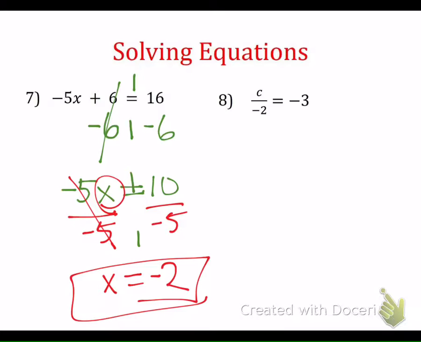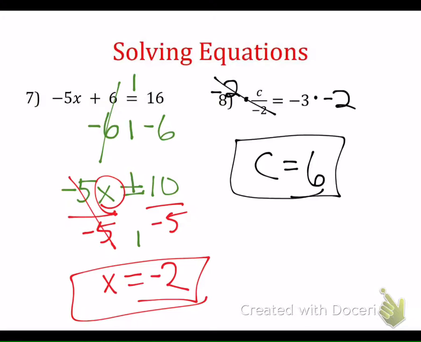What's going on in number 8? That's division. Remember, there's a lot of different ways to write division. One of them is using a fraction bar. How do we undo dividing by negative 2? Yeah, so I'm going to multiply both sides by negative 2. Does that ring a bell? Negative times a negative is a positive. 6. Any questions?